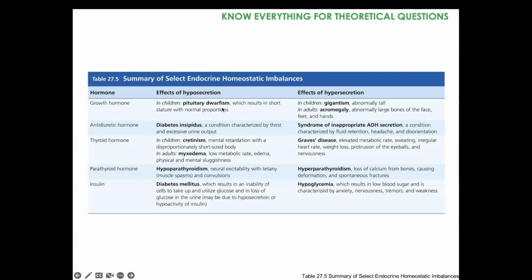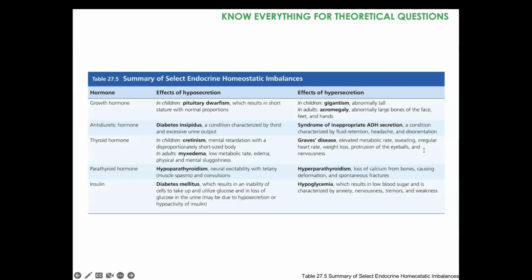face, feet, and hands. If ADH is being hyposecreted, an individual will develop diabetes insipidus, and that's a condition characterized by thirst and excessive urine output. If ADH is being hypersecreted, you will develop the syndrome of inappropriate ADH secretion, and that's just a condition characterized by fluid retention. It'll present with headaches and disorientation.